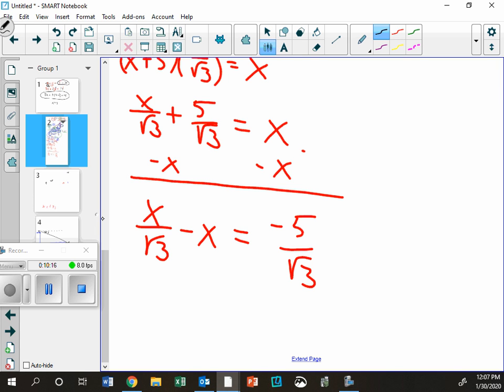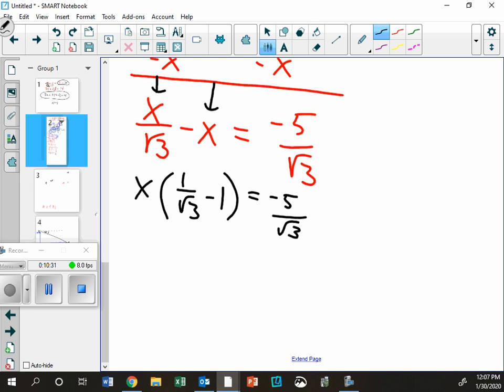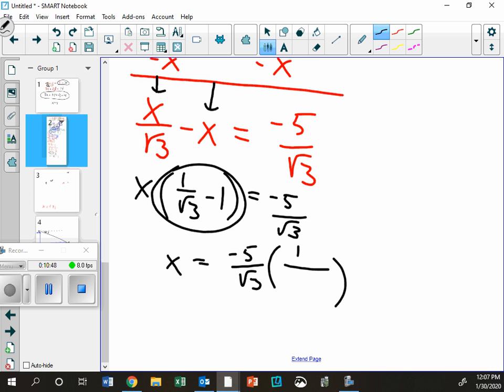And see how there's an x in both of these? There is. There's an x in both of them, so it comes out, and I have 1 over square root of 3 minus 1 equals negative 5 over square root of 3. Oh, it's so gross. Yeah, it is. And now I'm going to get this out of here, so the x will be completely alone. So now I have x equals negative 5 over the square root of 3 times 1 over square root of 3 minus 1.